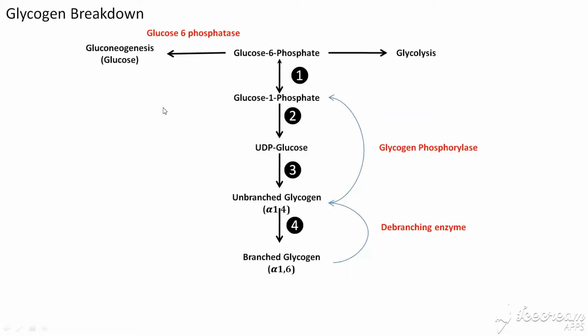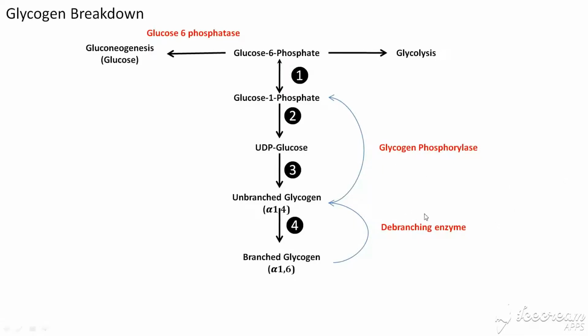After we've discussed glycogen synthesis, now we're going to talk about glycogen breakdown. This is the mechanism by which our cells break down glycogen to get glucose, and how our cells use glucose to make energy, to make ATP. There are two important enzymes used in glycogen breakdown. The first is called the debranching enzyme, and the second is called glycogen phosphorylase.